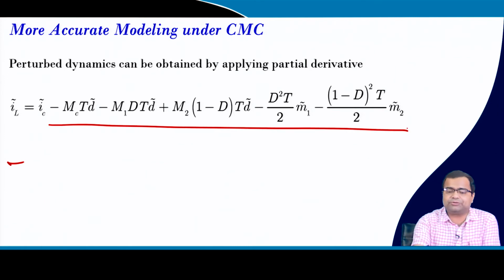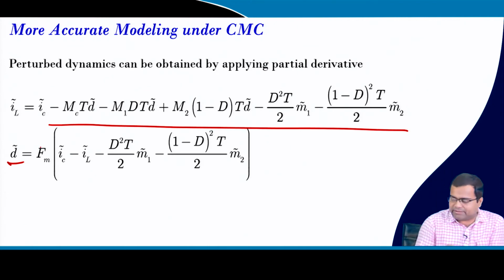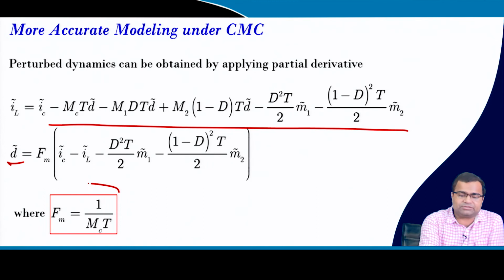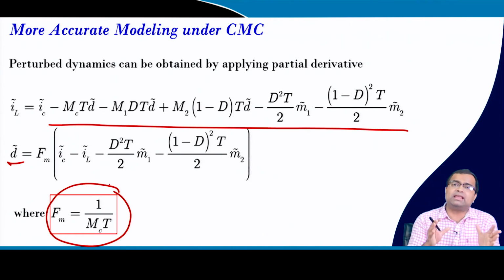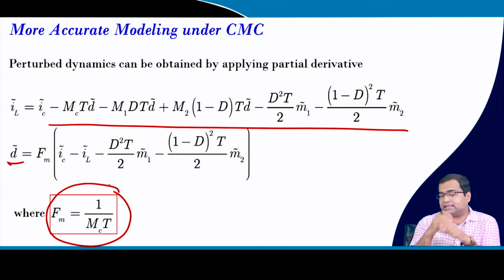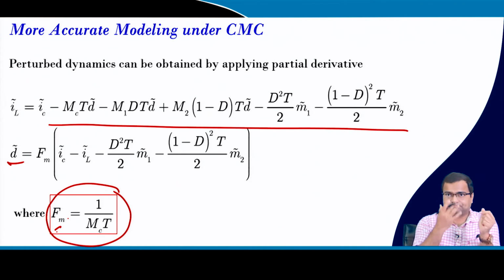Now, we have to take duty ratio perturbation on the left side and all other terms to the right side. Then, whatever will be divided, Fm, that modulator will be MCT. That means, in this case, the modulator gain is purely MC dependent, the compensating ramp, and that is why in the earlier simulation we took a very small MC. If you do not take MC equal to 0, then this Fm becomes infinite, right.